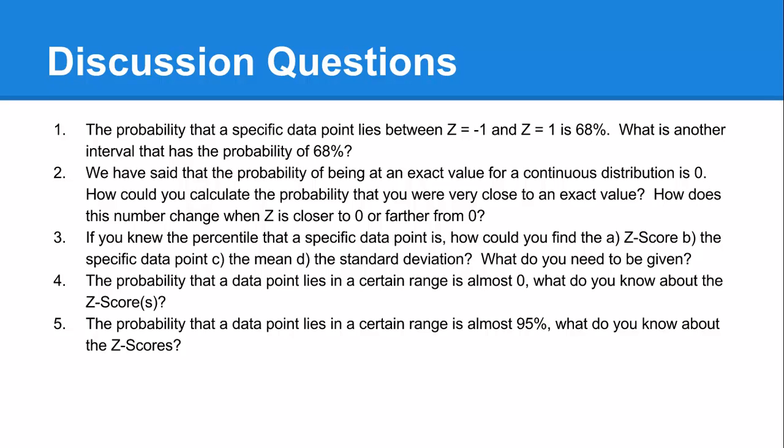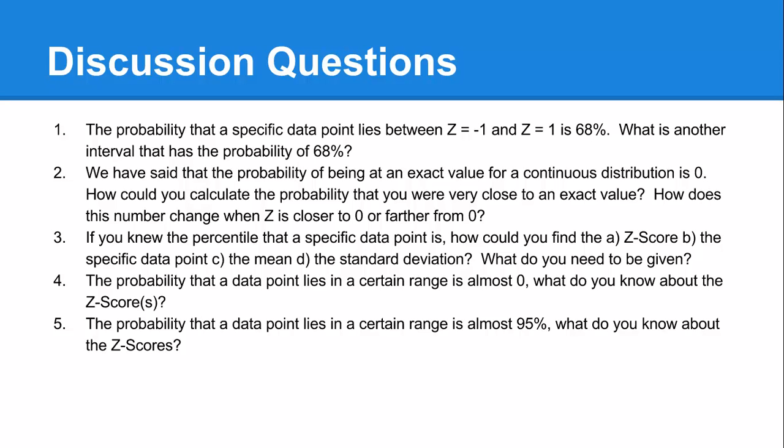What would be an equivalent interval to the big interval between negative 1 and 1? Because negative 1 and 1 has the biggest chunk of the data. So if we slide those with two different Z-scores, we'll probably have a longer interval.